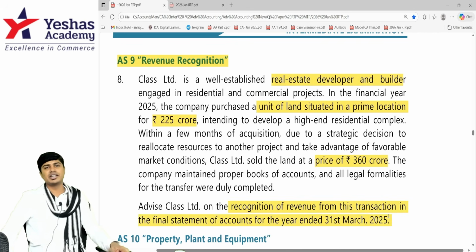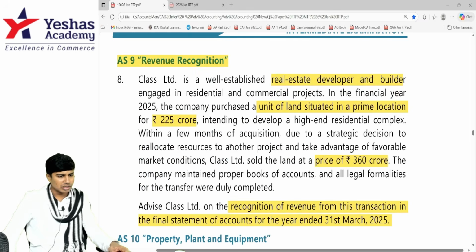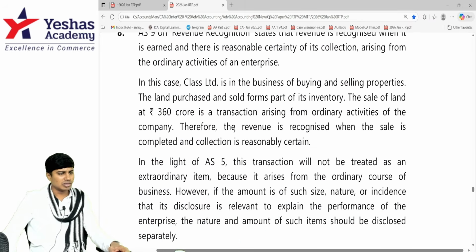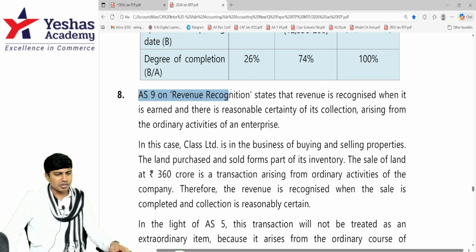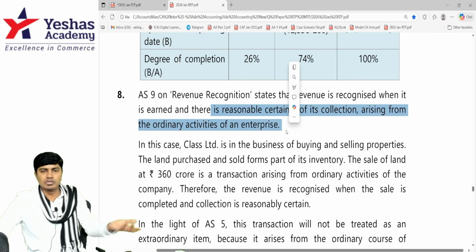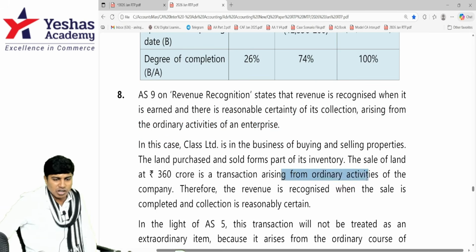Okay, when should we recognize the revenue? Revenue should be recognized on transfer of risk, reward and effective control. Let's see what is the answer that they've given. On the date when it is sold. AS9 revenue recognition stated that revenue should be recognized when there is reasonable certainty of collection arising from the ordinary activities. Whenever we have sold, if we have a reasonable certainty that we'll receive the money, we should recognize. Revenue should be recognized when there is a reasonable certainty to collect.